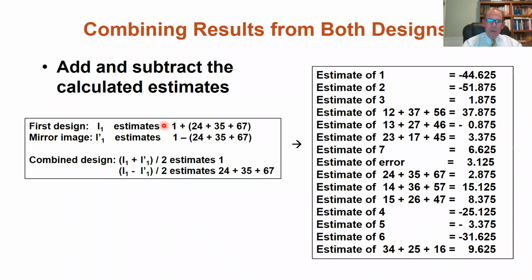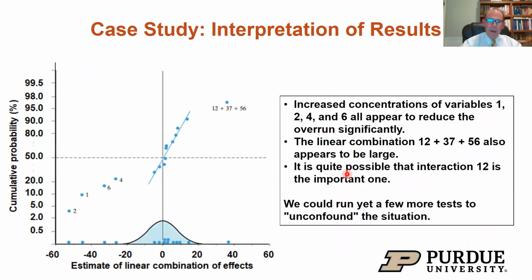If I do L1 minus L1 prime, my ones are going to cancel, my main effects are going to cancel, and I'm going to end up unconfounding this grouping of two-factor interactions. So that's what I've done to combine the results of these two designs. These results are shown here. I can put those on a normal probability plot.